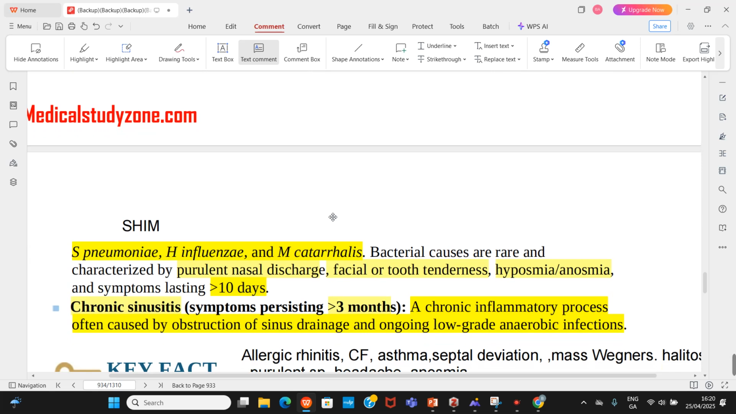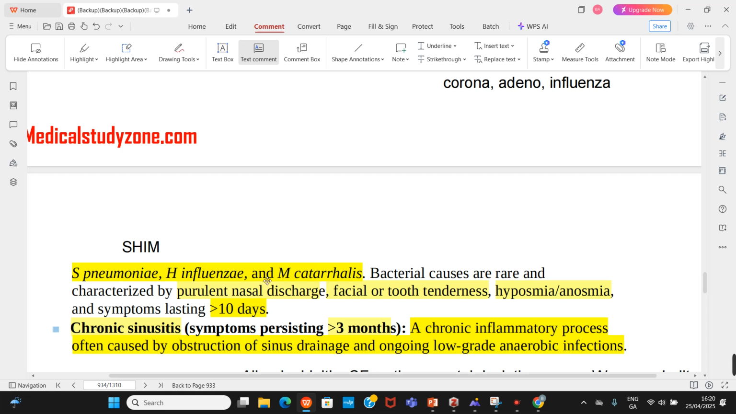But for the bacterial one, it persists for more than 10 days. The person has fever, facial pain, and purulent nasal discharge. So the purulent nasal discharge separates the bacterial, the SHiM, from the viral. And of course, because of the nasal discharge, they can have hyposmia. They cannot smell.